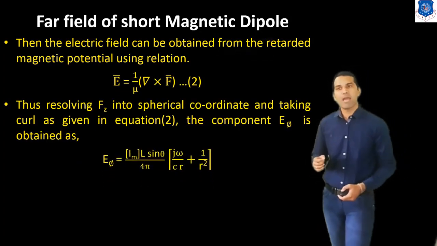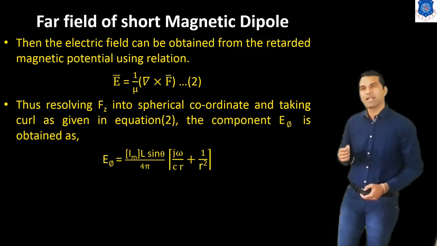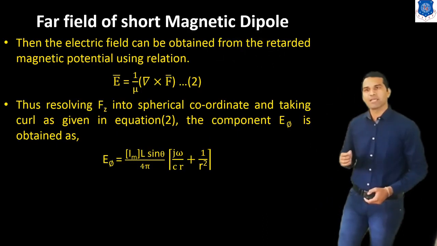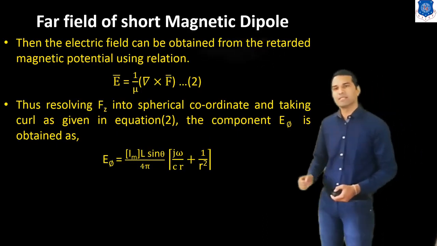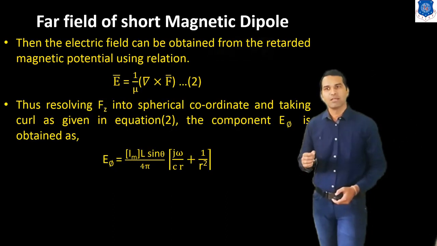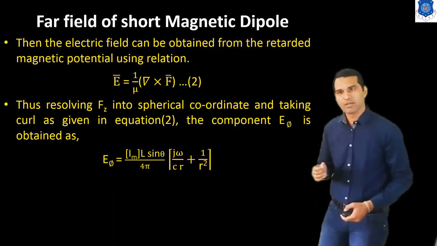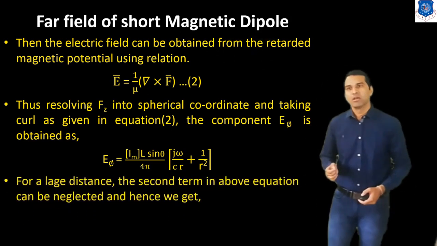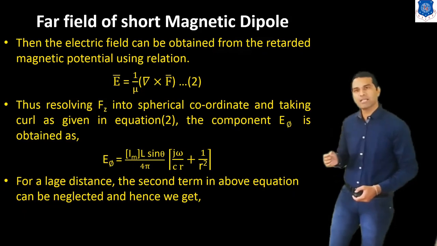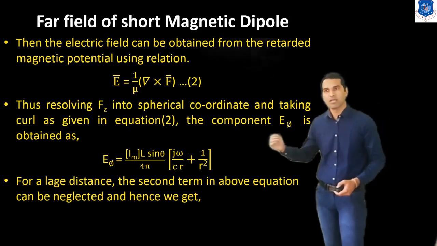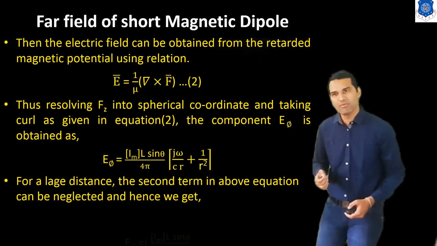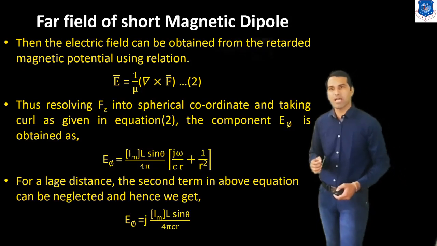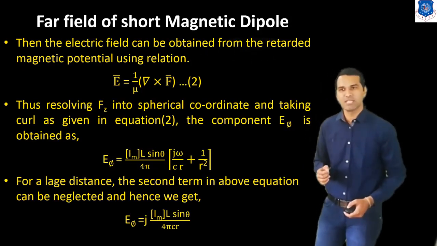Thus, resolving Fz into spherical coordinates and taking the curl as given in equation number 2, the component Eφ is obtained as Eφ = Im·L sinθ/4π · jω/(cr) + 1/R². For a large distance, the second term in the above equation can be neglected, and hence finally we get Eφ = j Im·L sinθ ω/4π cr.